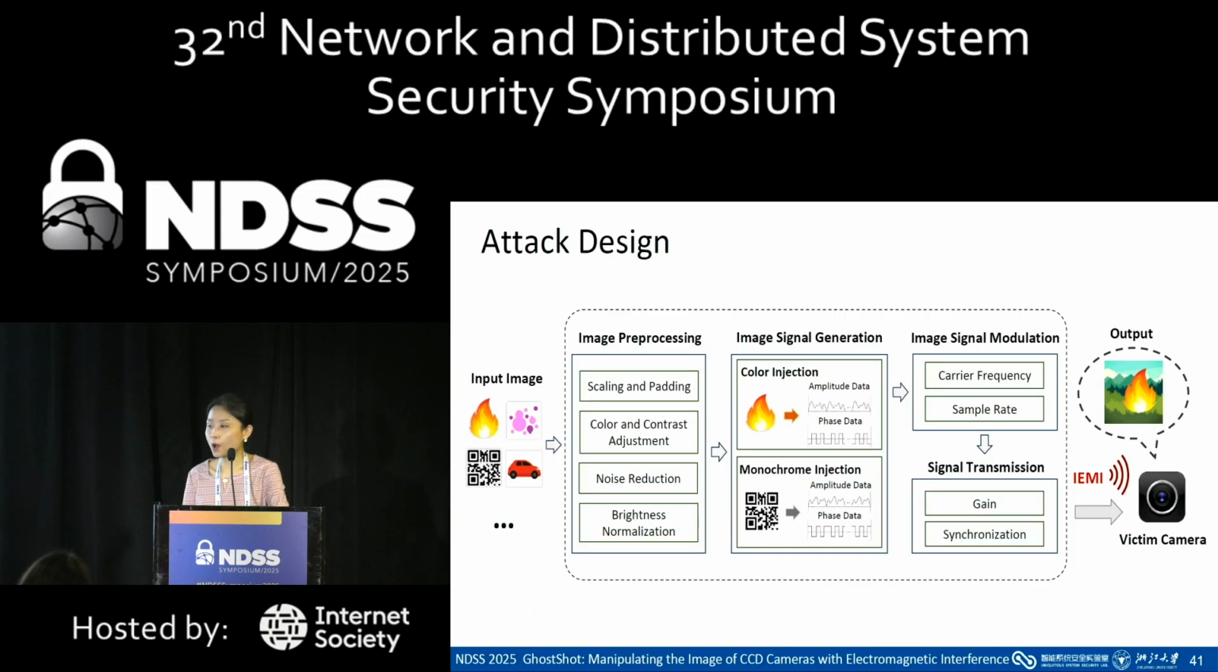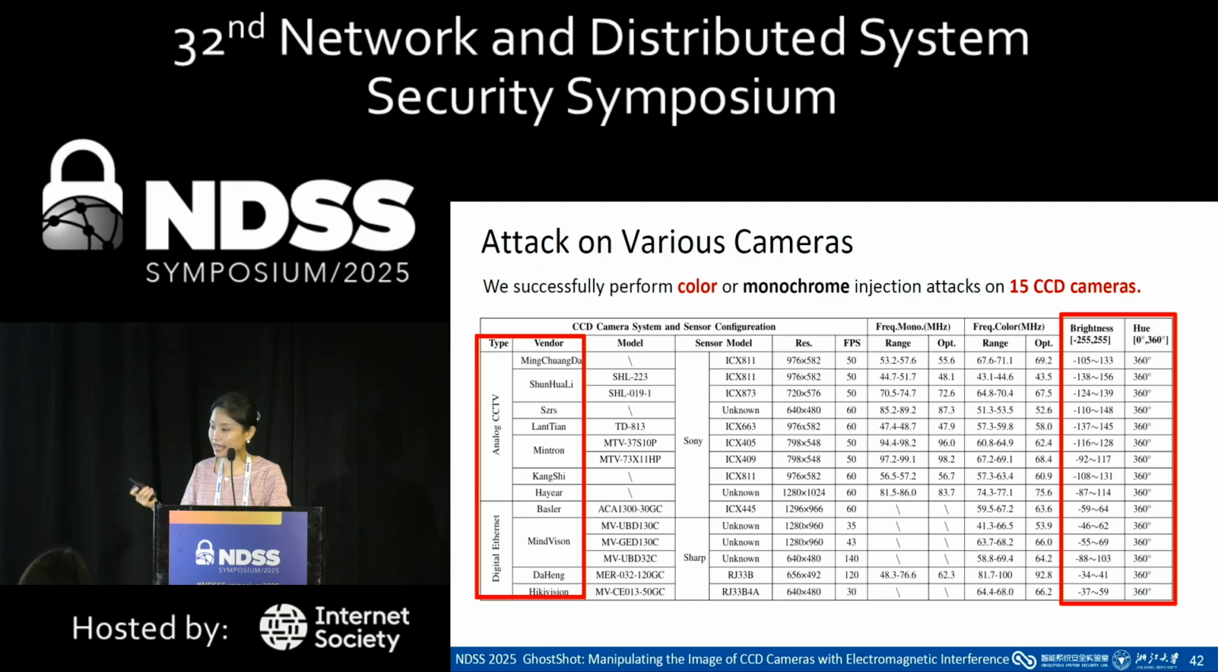Okay, so overall, our attack includes the image pre-processing. So first of all, we have a target image. We will pre-process that to decompose that into different components, and then we will generate the EMI signals that is useful to inject those images. And finally, we just generate that signal, and it results in the injected photos in the CCD camera.